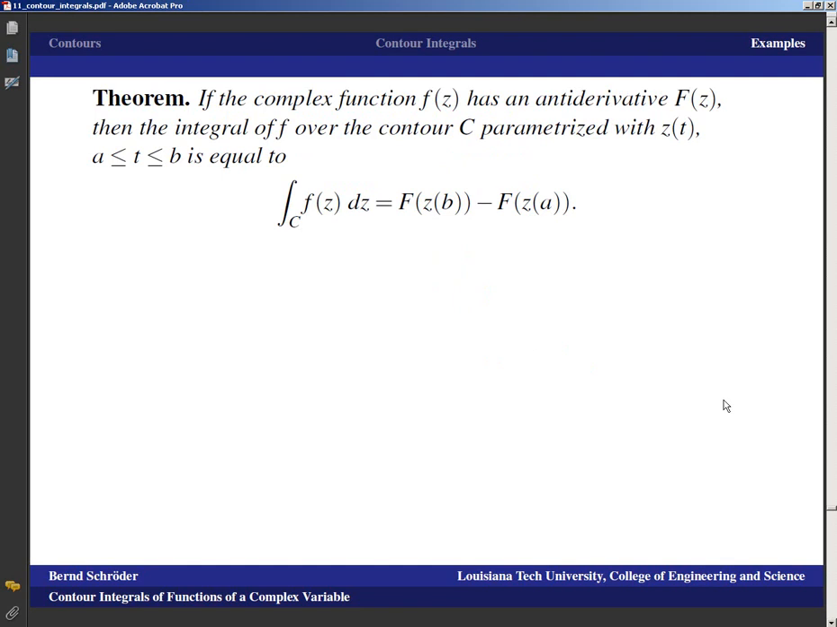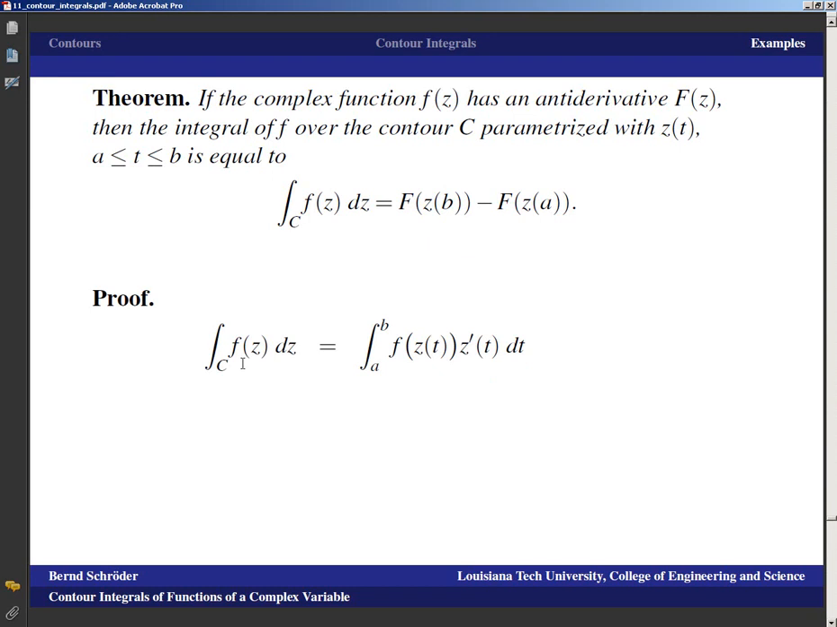Okay, theorem. If our complex function has an antiderivative capital F of z, then the integral of f over the contour c parameterized with z of t, t going from a to b, is equal to the value of the antiderivative at the endpoint minus the value of the antiderivative at the starting point. So this is sort of like a fundamental theorem of calculus for contour integrals. And the proof goes through the fundamental theorem of calculus.